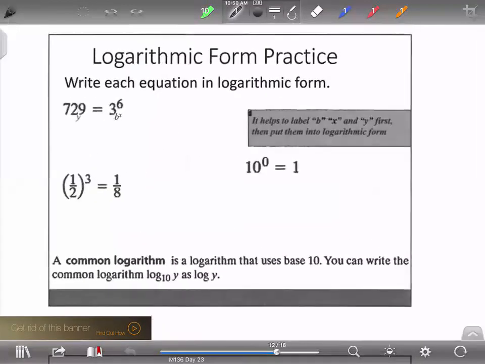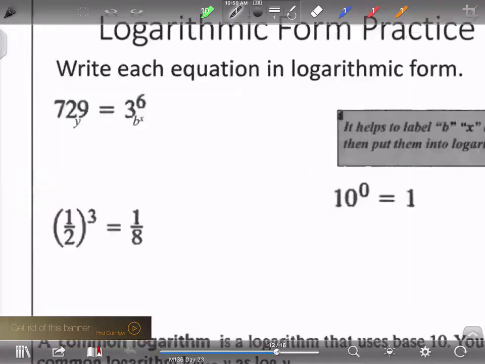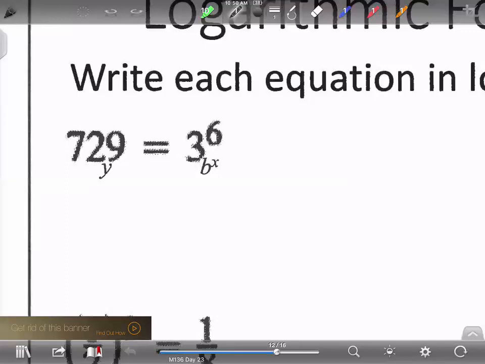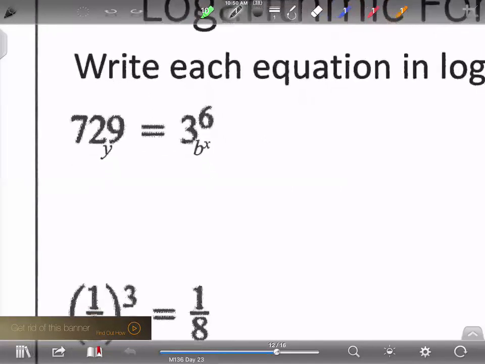All right, so first thing we're going to do is practice rewriting equations in different forms. So the three problems we have right here are written in exponential form. There's exponents involved. We're going to write them in logarithmic form. First thing I suggest you do is to label b, x, and y. Y is going to be the number that's by itself, b is going to be the base, and x is going to be the exponent. And then we want to rewrite that as log base b of y equals x.